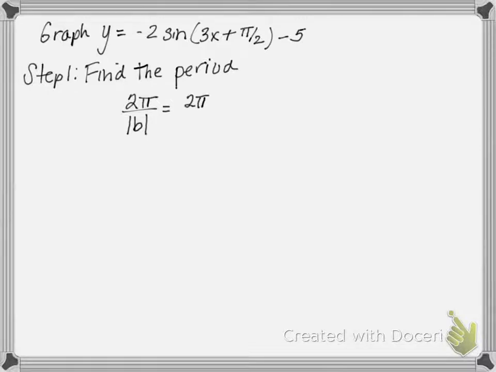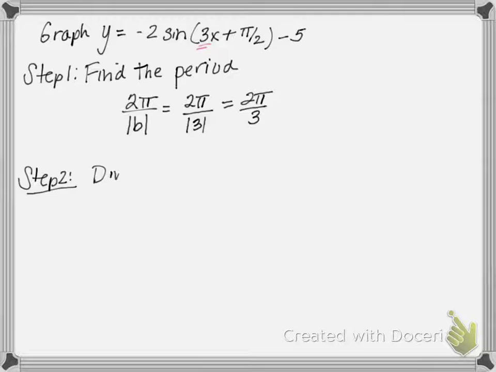And looking at my equation, I know that my b is 3. So it'll be 2 pi over the absolute value of 3, which is 2 pi over 3. So one cycle is completed in 2 pi over 3 units. All right, step 2.